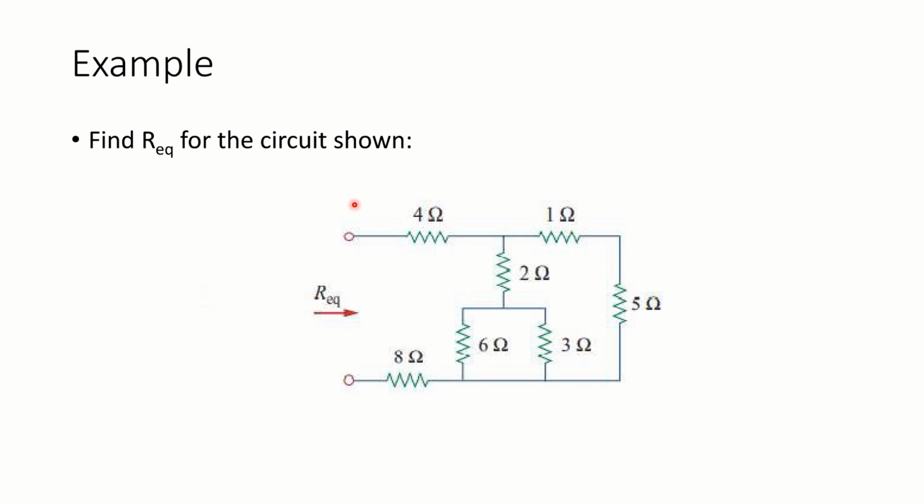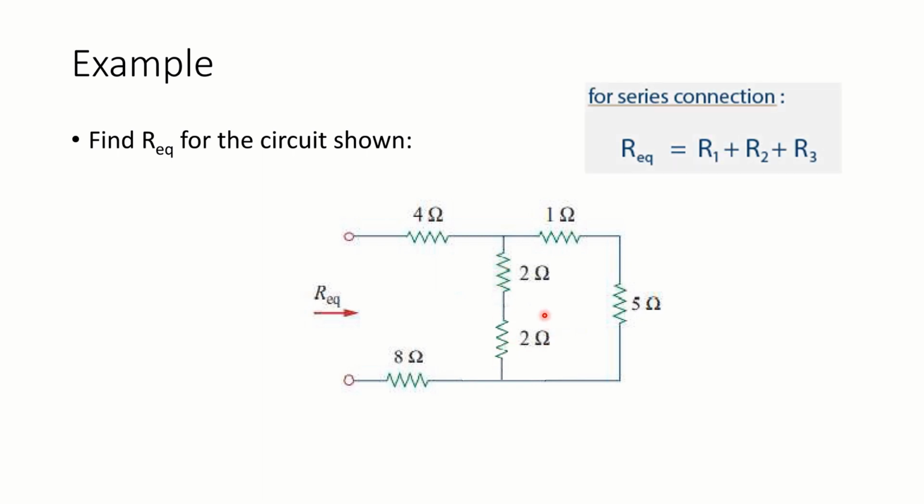Now we are going to replace these two resistors with a single resistor of 2 ohms. There you go. As you can see, our circuit is more simplified than before. We can simply add these two resistors as they both are connected in series. In series, the formula is quite simple: you just add up the values. So 2 plus 2 will be equal to 4. Now we can replace these two resistors with a single resistor of 4 ohms.